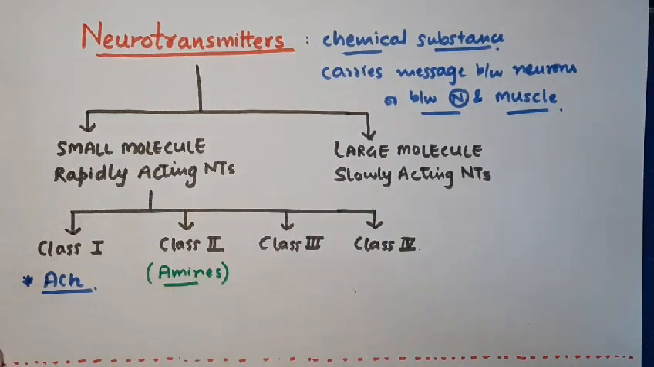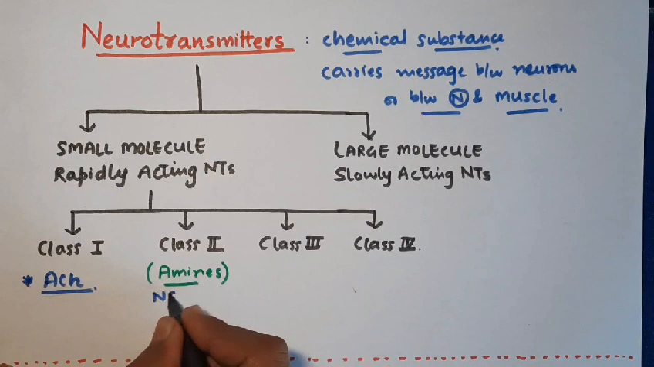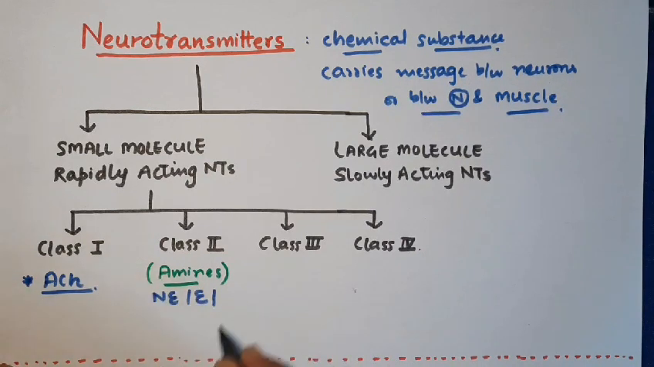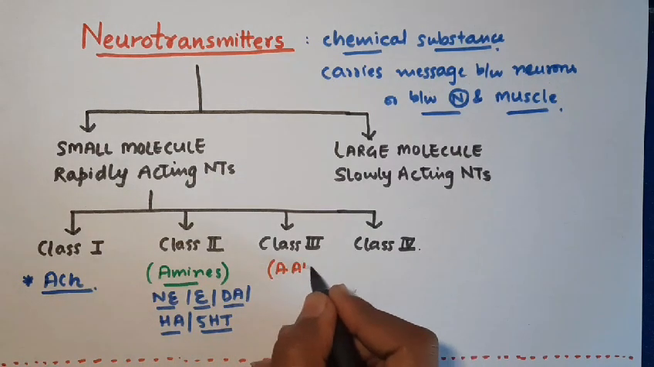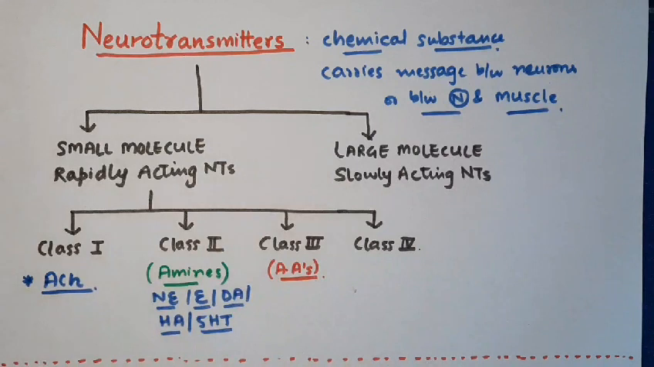Class 2 neurotransmitter, this class contains all the amines. So norepinephrine, epinephrine, dopamine, histamine, and serotonin, that means 5-HT. We know it's 5-hydroxytryptamine. So all these are amines and they act as neurotransmitters. Class 3 contains amino acids. So these are also neurotransmitters.